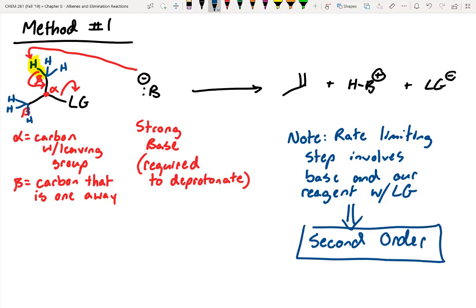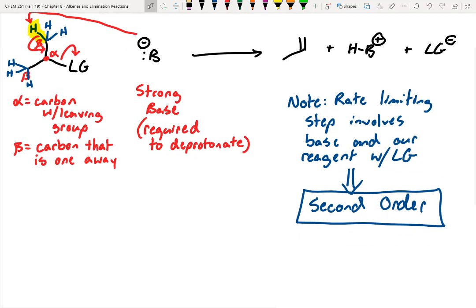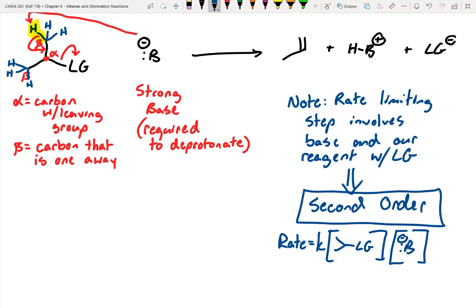So in many ways, this kind of looks like our SN2 reaction, right? Where in our SN2 reaction, our nucleophile hit that carbon the same time the leaving group falls off, so it's second order. And in fact, we can even come up with a rate equation for this. So the rate is going to be equal to our rate constant times our concentration of our thing with our leaving group times the concentration of our base. So this would be a second order reaction.